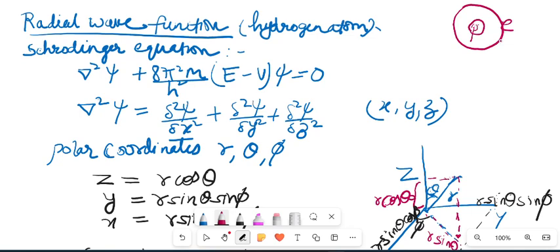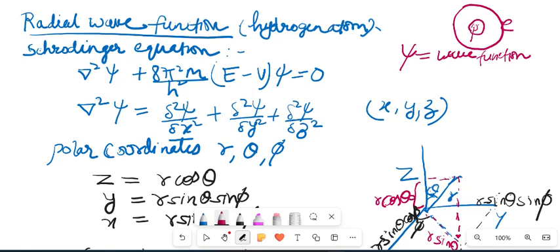It has energy capital E and potential energy capital V, m is the mass of the electron, and psi is the wave function. What is psi? Psi is the wave function. So this is the Schrodinger equation in terms of the Cartesian coordinates.